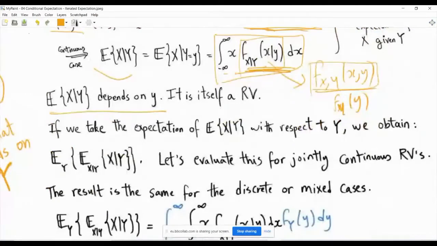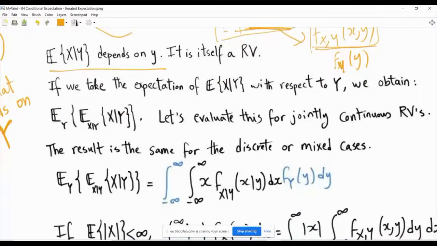Okay. Now, this is one of the very useful results. Suppose that you have the expectation of X given Y, which generally is a function that depends on y. Now suppose that you take the expectation of this function with respect to y itself. Okay, so let's see this. Here I have the expectation of x given y.